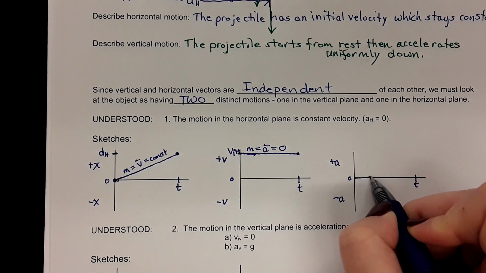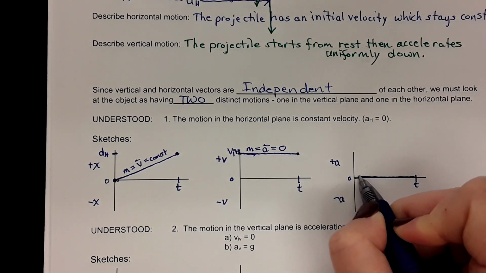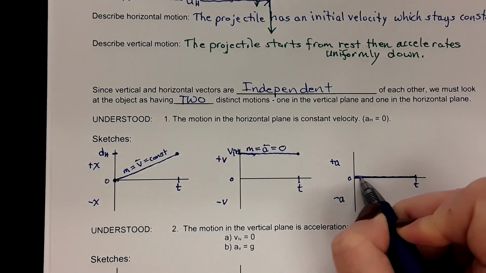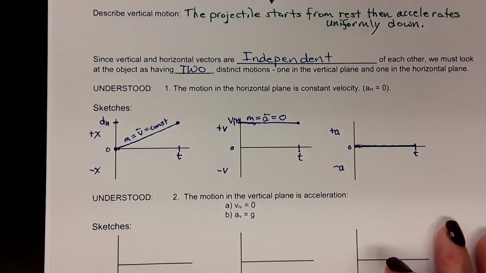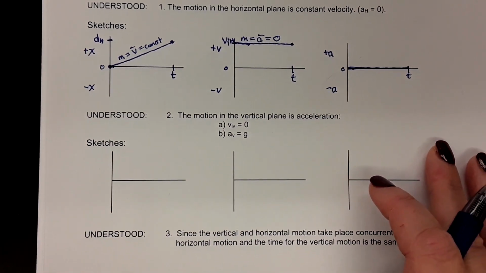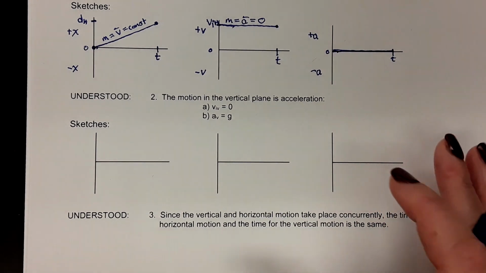If you have no acceleration, you're on the x-axis where it's 0, isn't it? 0 acceleration. There we go. So those three graphs describe the horizontal motion of a projectile. Now, real quickly, let's take a look at the vertical motion.